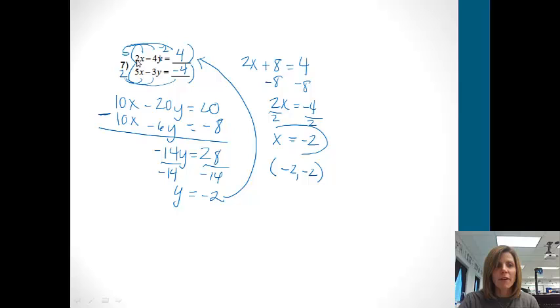Notice if I've got a 2 and a 5, I multiply the top one by the 5, and I multiply the bottom one by the 2. So you just flip-flop what you're multiplying by. If that helps, that's fine. On this problem, I could have also gotten rid of my y's instead. I could have multiplied the top one by 3 and the bottom one by 4. So it's totally up to you what you do.